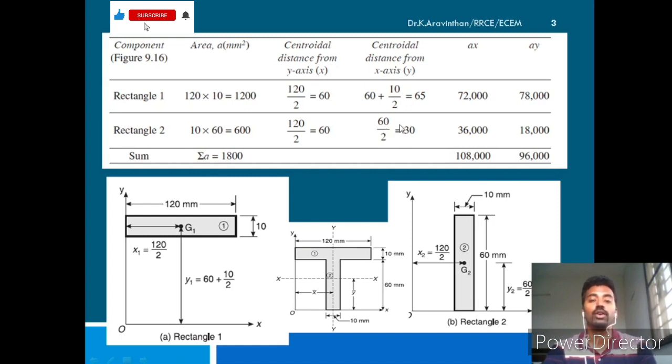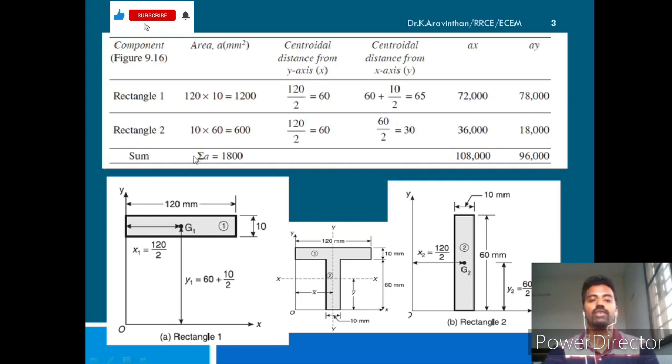So right now we know the axis of individual centroid, x and y. Then for identifying the combined centroidal x bar and y bar, we have the formula. For that, let us make it simple. Area into x, so a into x and a into y. Let us multiply 1200 into 60, it will be 72,000. Like that, similarly you have to multiply the components.